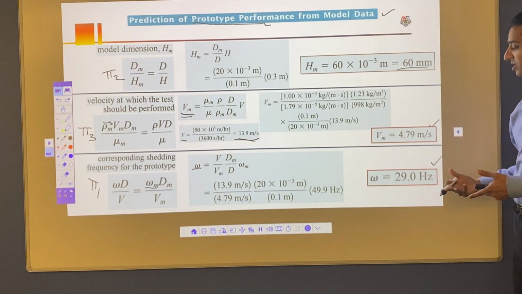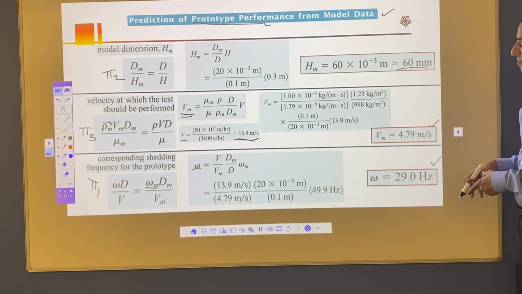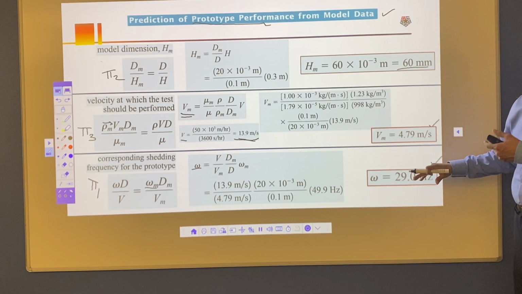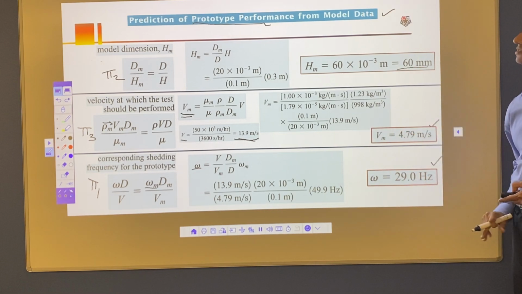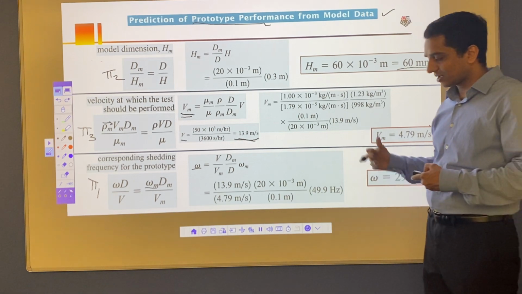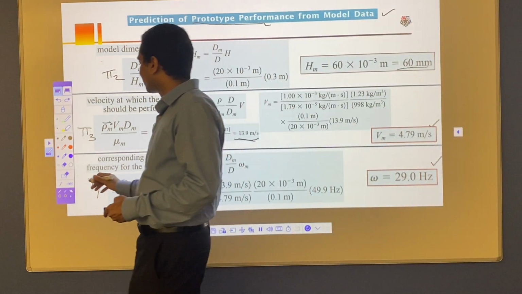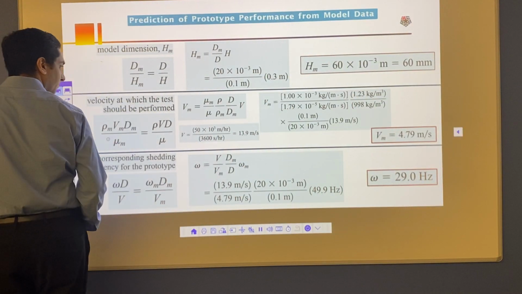So I did not do a real experiment. I did do an experiment inside a water tunnel, and I can still predict how the original thing will behave. That's the importance of this analysis, dimensional analysis, or the Buckingham pi theorem altogether.